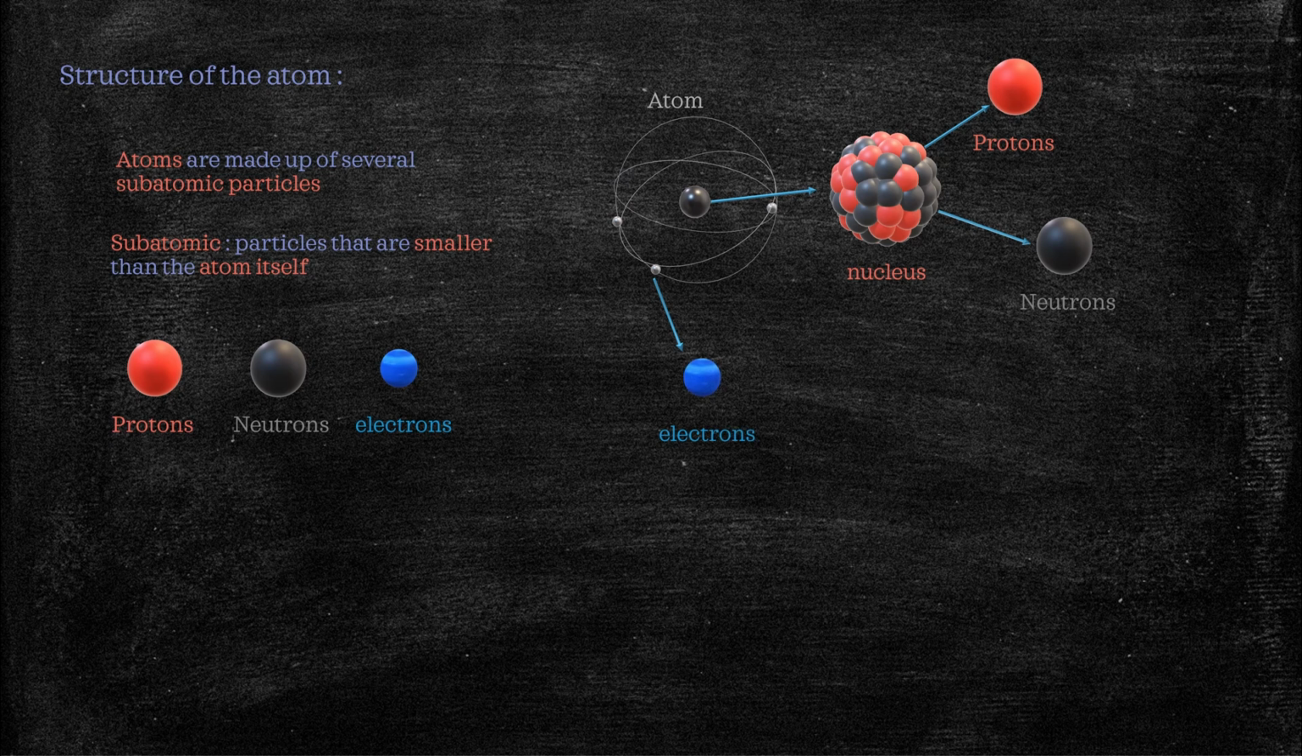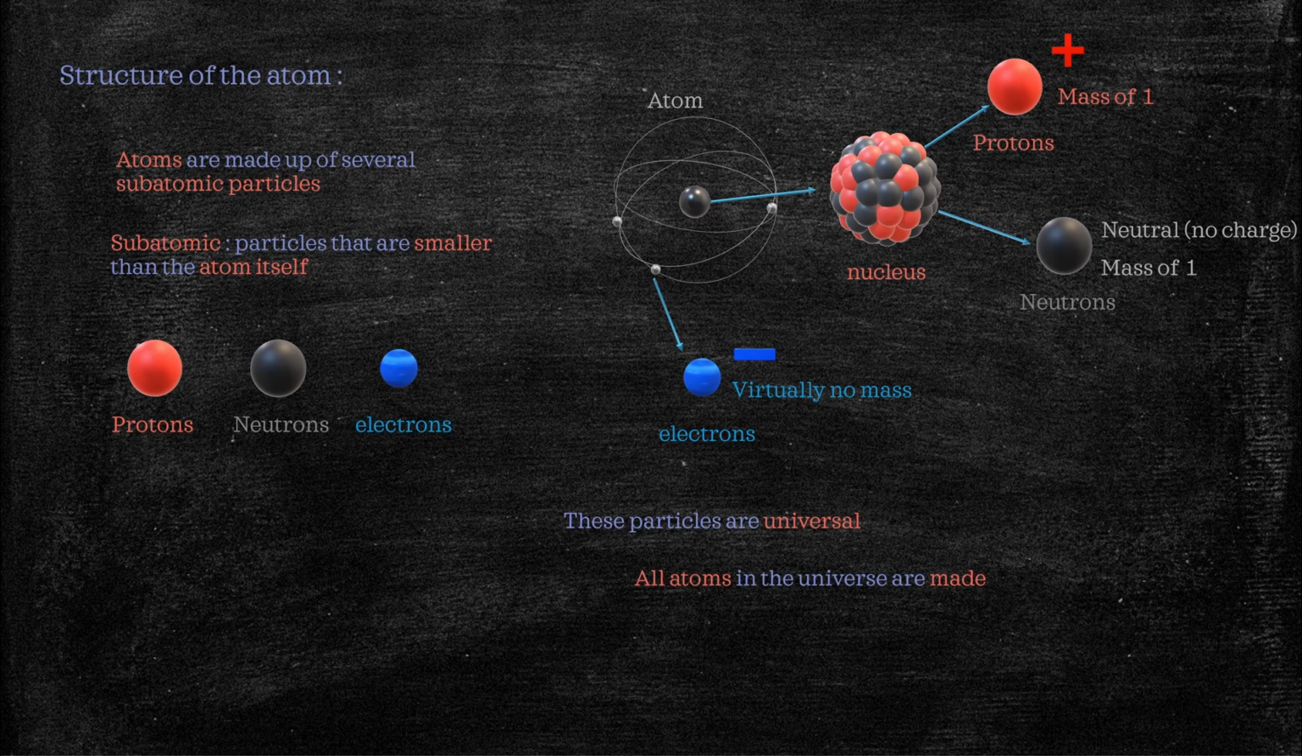Now when it comes to the characteristics of these subatomic particles, protons carry a positive charge, and they are given a relative mass of 1. Neutrons are neutral and have the same mass as protons. Finally, electrons. They are negatively charged and they have virtually no mass. These particles are universal, which means that all atoms in the universe are made from them in that exact distribution.